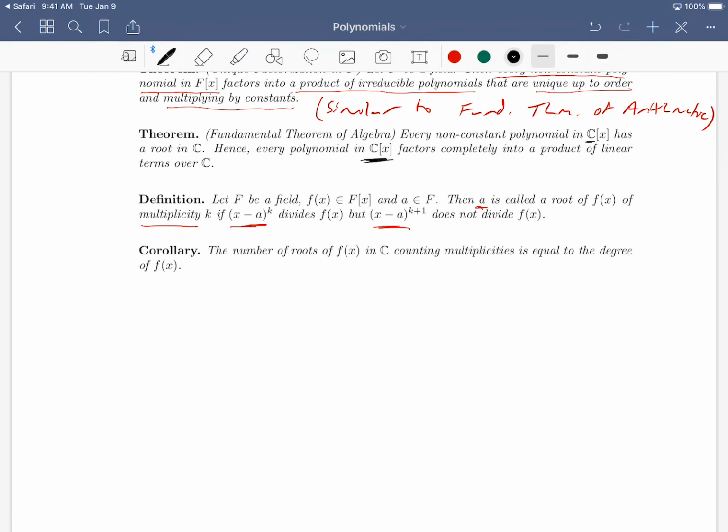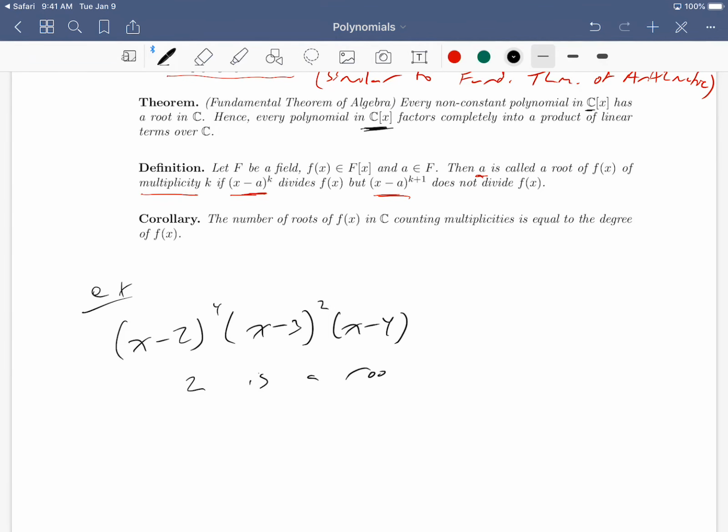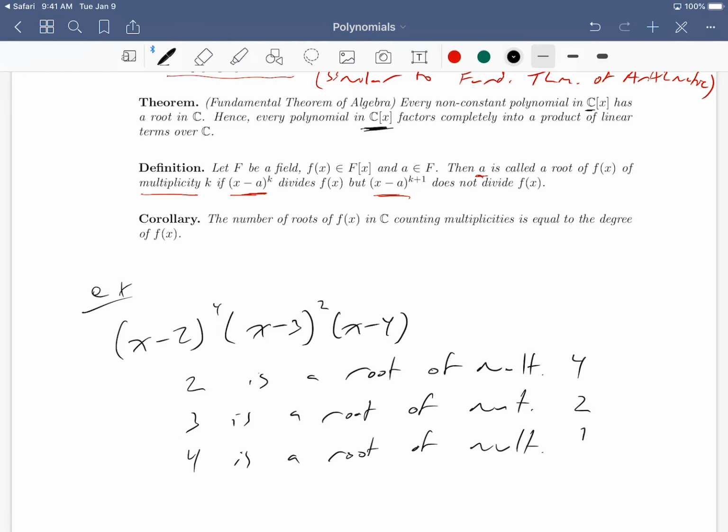So let's look at an example of that. Let's take a polynomial, and I'm going to already have it factored. So (x minus 2) to the 4th times (x minus 3) squared times (x minus 4) has the roots 2, 3 and 4, but 2 is a root of multiplicity 4. 3 is a root of multiplicity 2, and 4 is a root of multiplicity 1 in that polynomial.